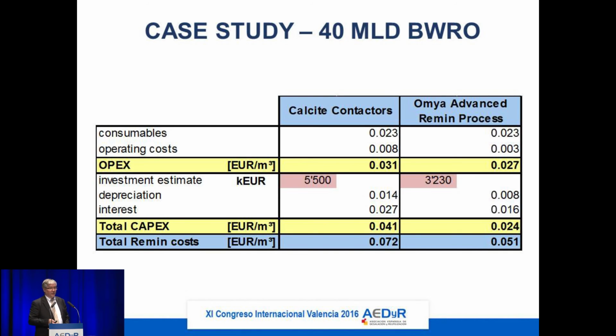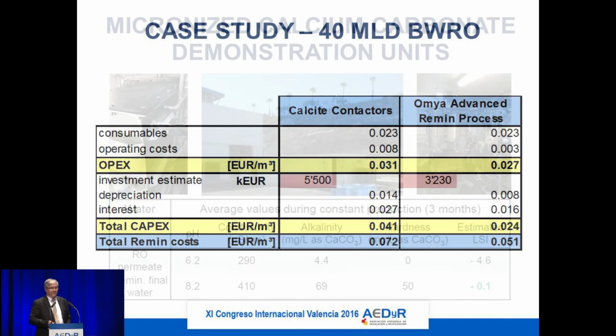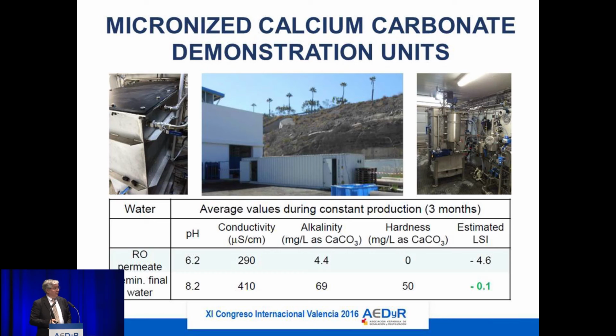Cost is also an issue. In the red marked figures you can see, we assume a calcite contactor for a 40 MLD plant costs about 5.5 million. Our process, 3.2 million, with all the advantages I have explained before. We are doing pilot trials and now demonstration trials around the world, and we believe this is the future of post-treatment. Our company believes there's more to it than just using lime and calcium carbonate as a coarse product, which we also sell into the market since many years.